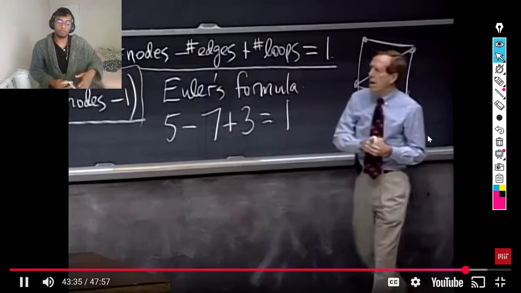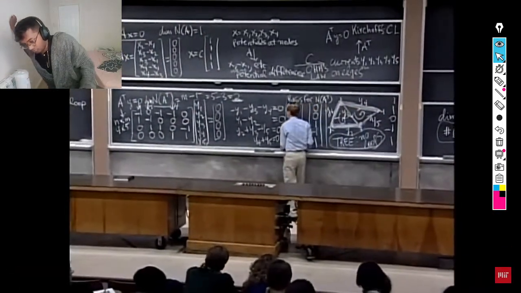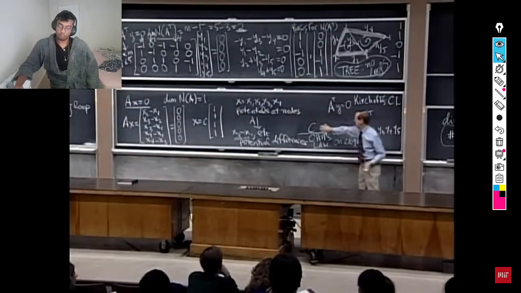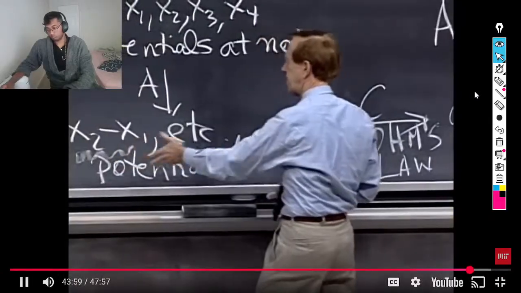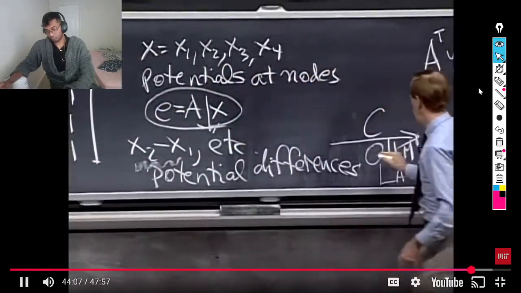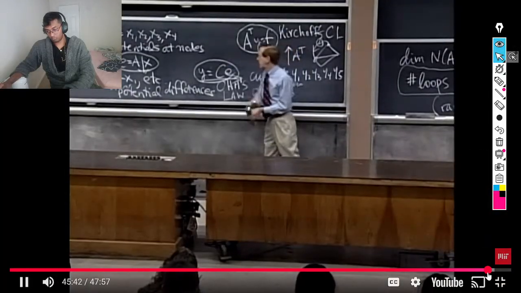Interesting. Okay, I'll just complete this lecture by completing this picture. So this expresses the equations of applied math. Let me call these potential differences, say e. So e is Ax. That's the equation for this step. The currents come from the potential differences. y is Ce.